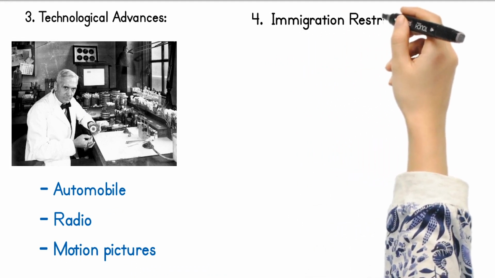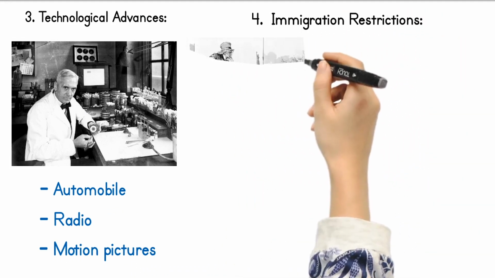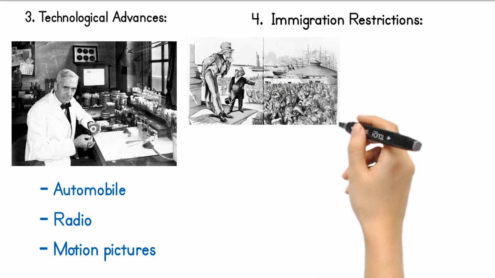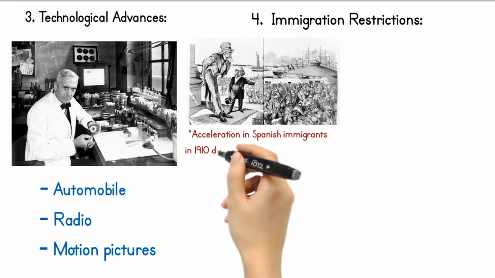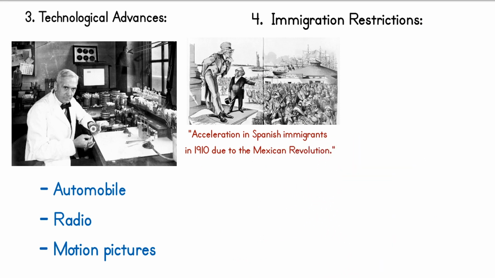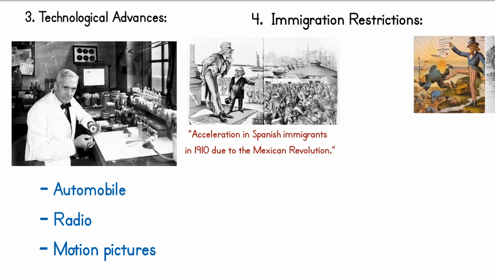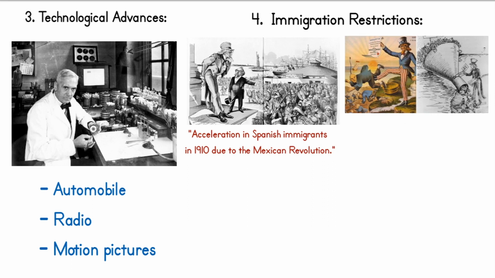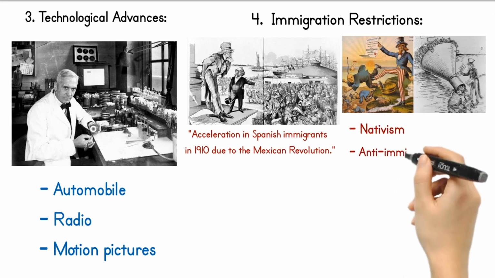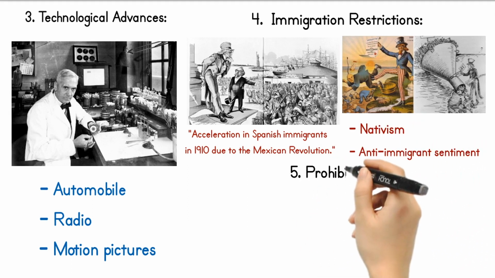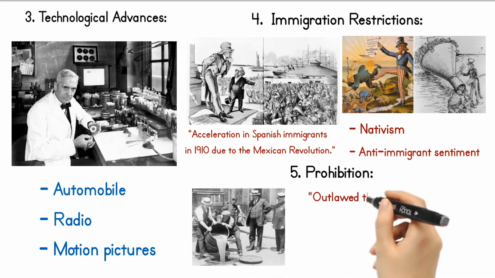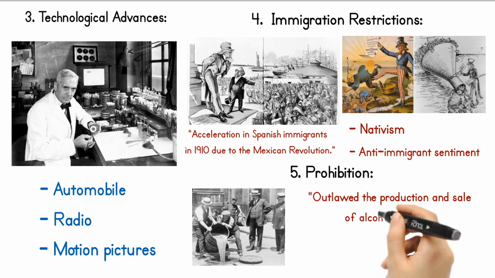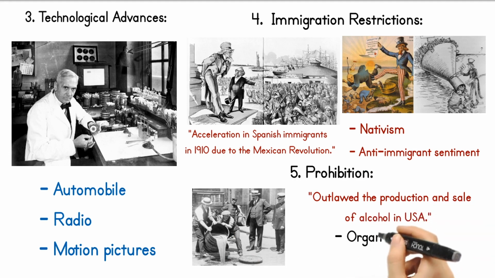Immigration restrictions. The 1920s saw the passage of laws restricting immigration to the United States after a sudden acceleration of Spanish immigrants in 1910 due to the Mexican Revolution, forcing many to flee across the border. These restrictions reflected a growing sense of nativism and anti-immigrant sentiment. Prohibition. The 1920s saw the passage of Prohibition, which outlawed the production and sale of alcohol in the United States, leading to the rise of organized crime and bootlegging.